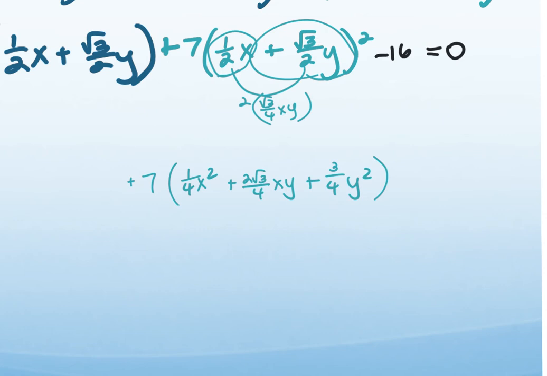Watch your signs, because that's where people make silly mistakes. If it's negative in the beginning, then the middle term's going to be minus. The last term's always positive. The other one had x, y, 2, right? Correct.